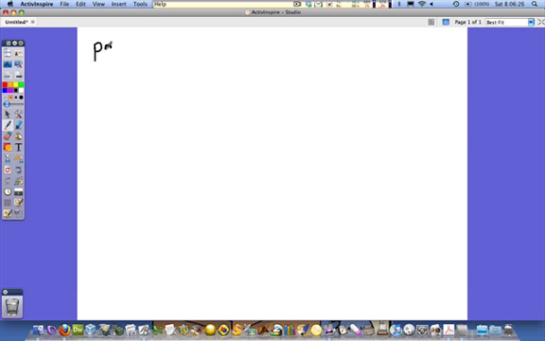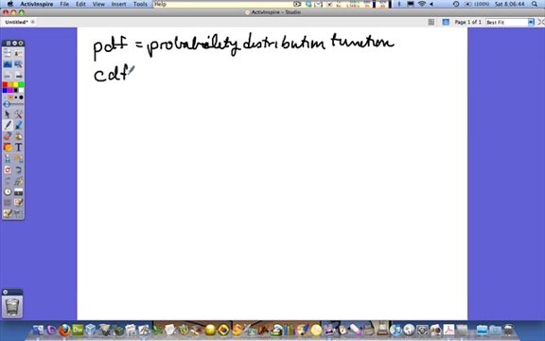We talked about PDFs first, and that stood for probability distribution function. And then I told you CDF stands for cumulative distribution function.